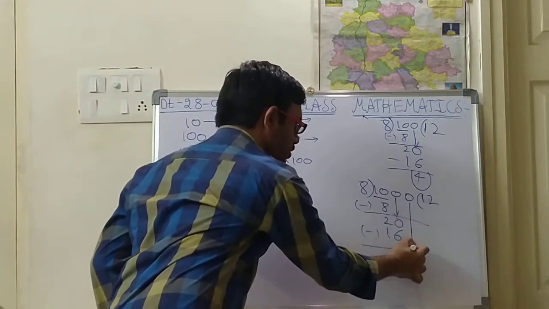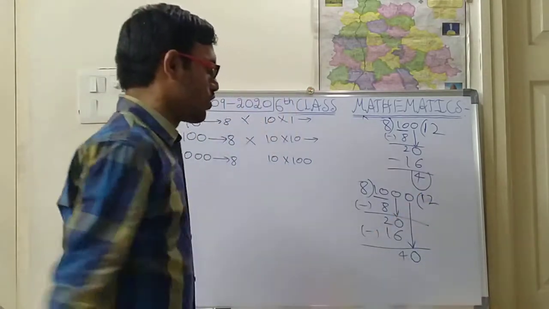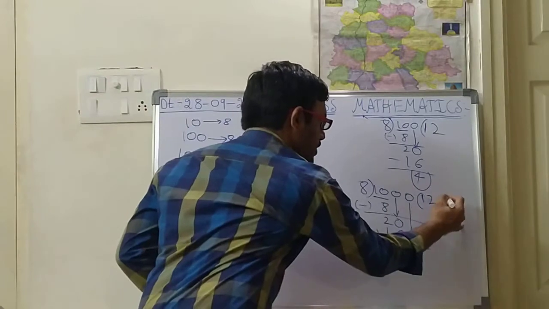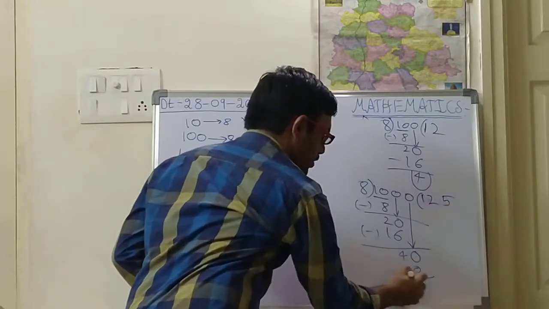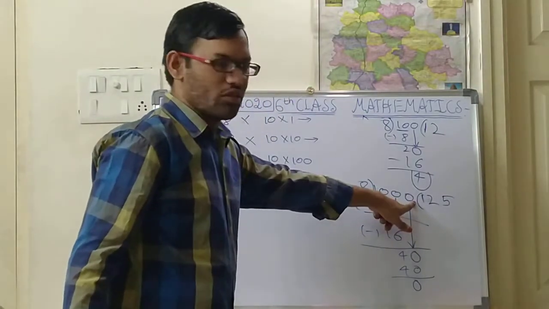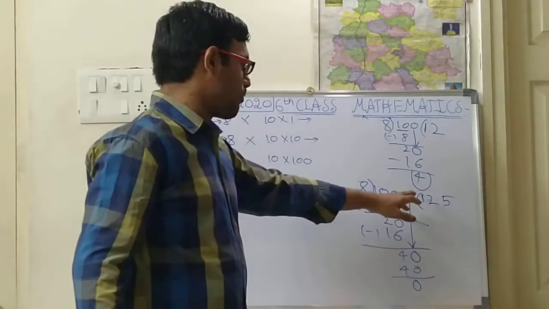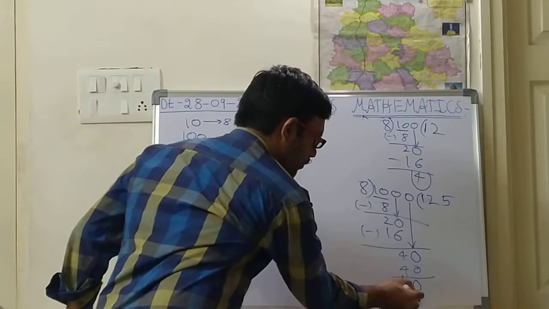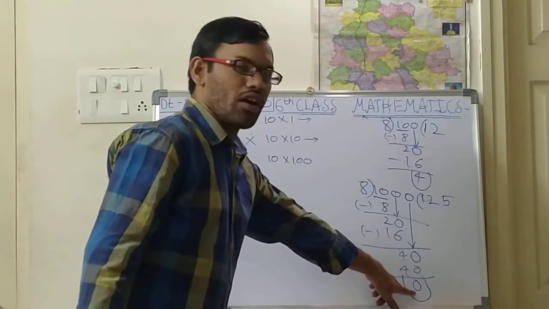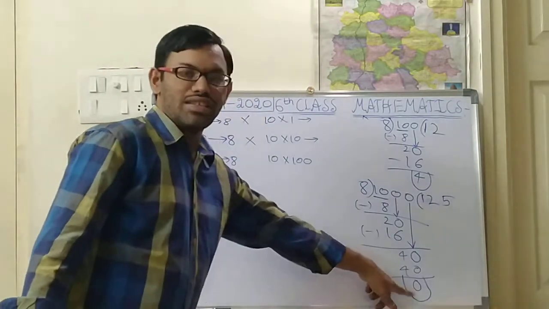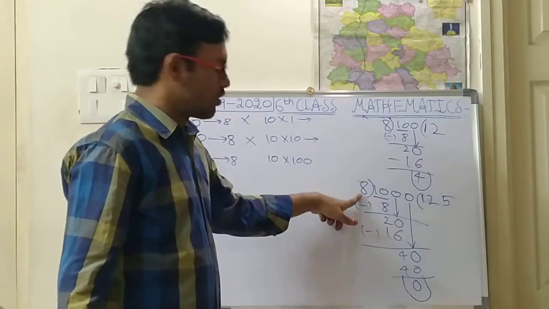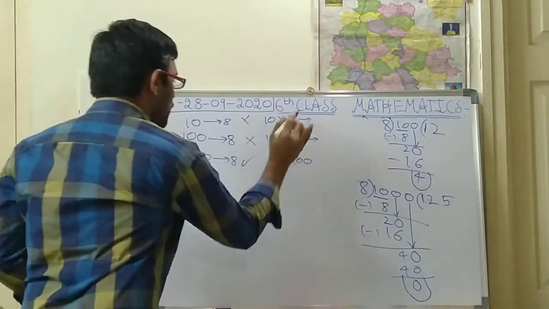Again bring one more 0 down, that is 40. Is 40 divisible by 8 or not? Yes, 8 5s are 40. So 40 minus 40 is 0. Is there any other number to take down? No other number is there, so we end the division. What did we get as the remainder? We got 0. So 1000 is divisible by 8. It is perfectly divisible by 8.